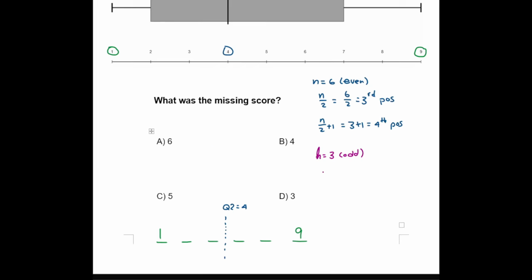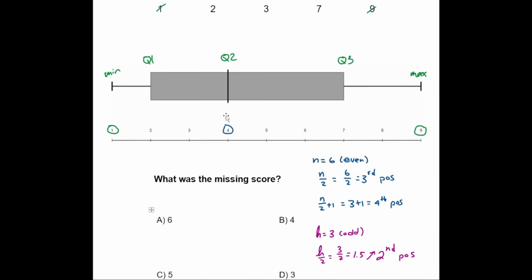We just do n over 2, or in this case, h over 2, which is 3 divided by 2, which is 1.5. The 1.5th position doesn't really make any sense, so we're going to round it up to the second position. All right, so the second position of each half is where my Q1 and Q3 are going to go. So Q1, so 1, 2, right here is Q1, and 1, 2, right here, the second position in my second half is Q3.